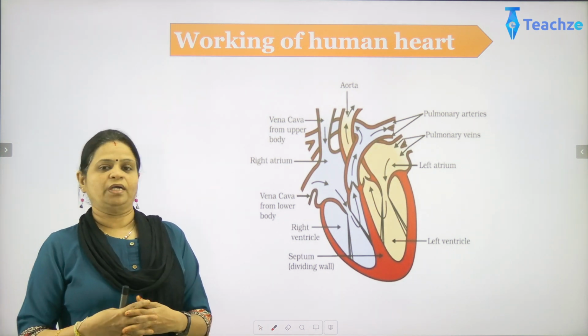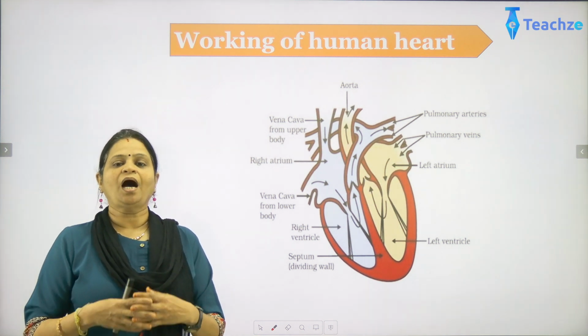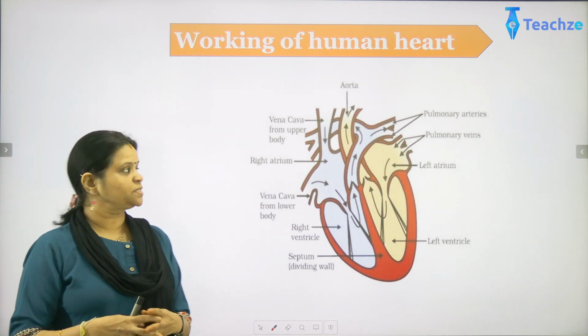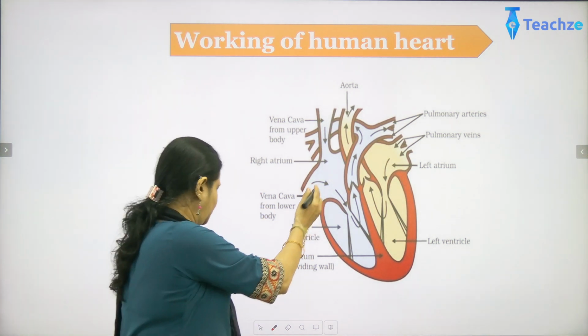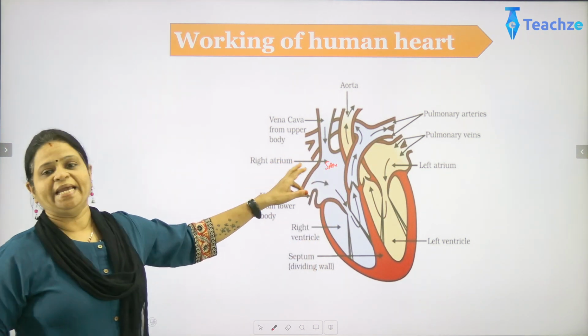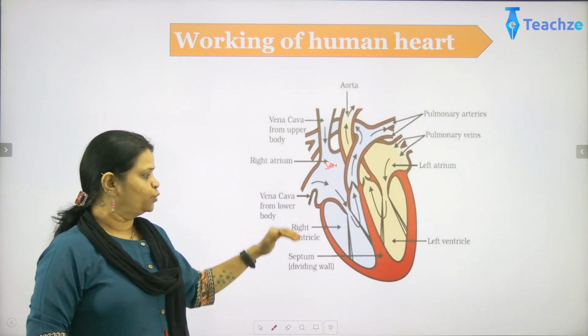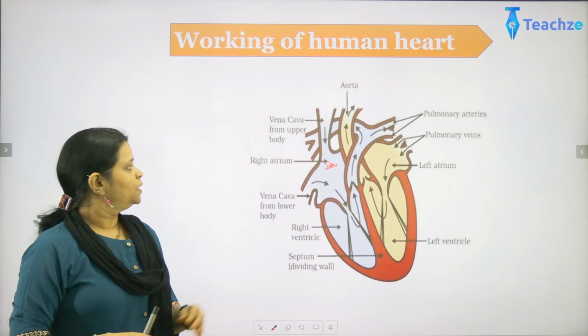The pacemaker, otherwise called the sinoatrial node, initiates the heartbeat, or the electrical impulses. From here you can see the position of the sinoatrial node. This will initiate the electrical impulse to be followed by the walls of the heart.